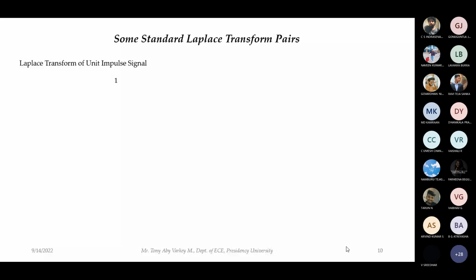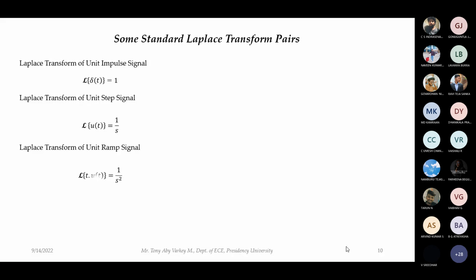Laplace transform of unit step. What is the Laplace transform of unit step signal? 1 by s, correct. Laplace transform of unit ramp signal? 1 by s square, correct. What is the Laplace transform of unit parabolic signal? 1 by s cube.